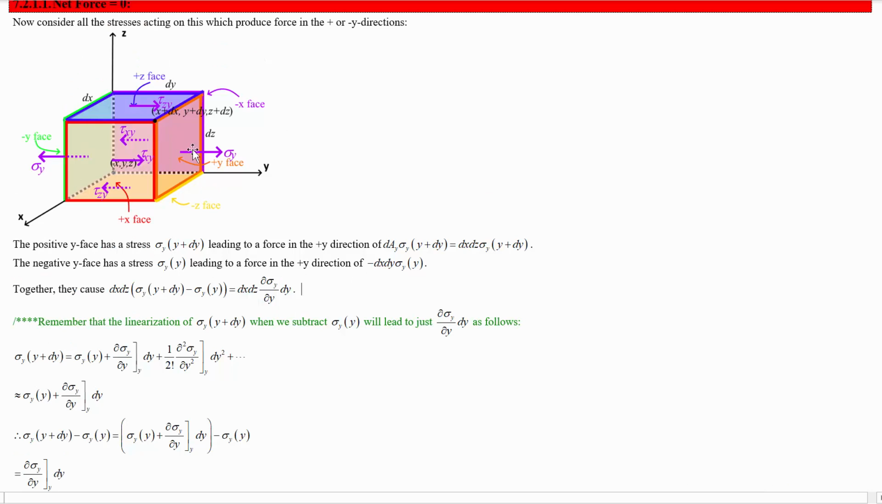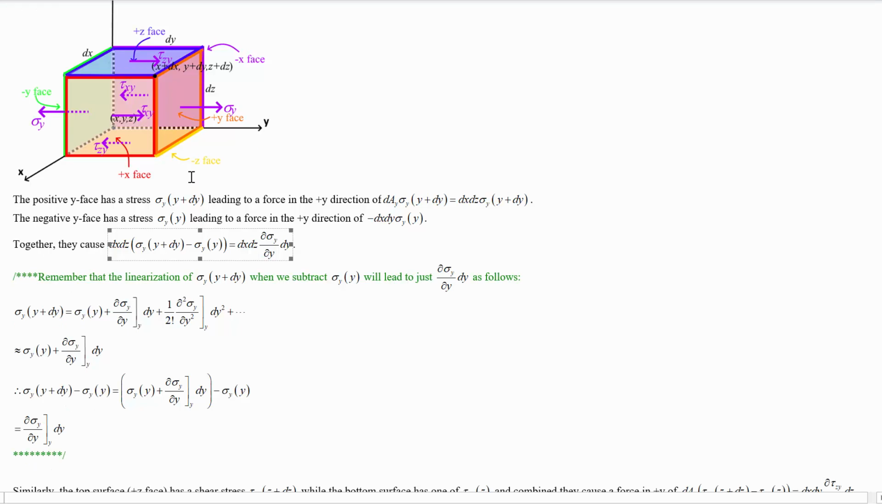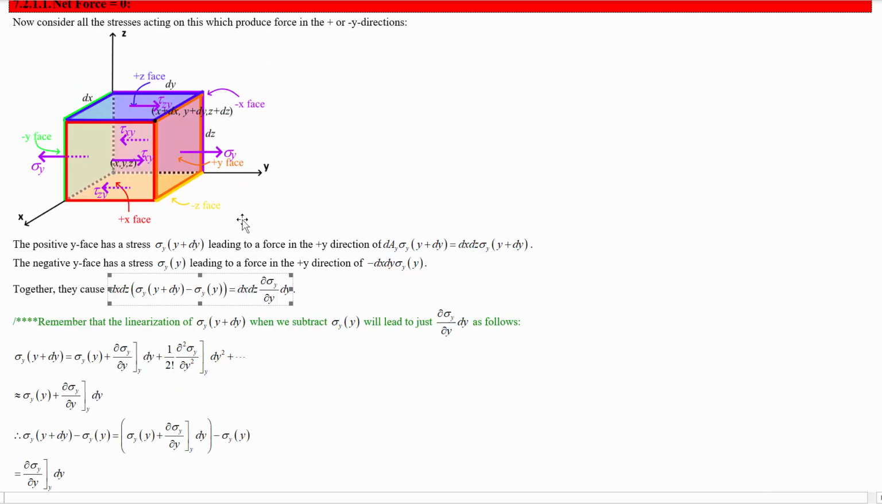The net force in y because of the normal stresses is then dx dz times the slope of sigma y and y times dy. This is something we derived last time when we were looking at just normal stresses and the forces that they make on an infinitesimal volume. So this time, the difference is we're going to notice that's not the only place we can get forces in the y direction on this thing. We can also get forces in the y direction from tau z in the y, or tau x in the y on the top and bottom and front and back surfaces, respectively.